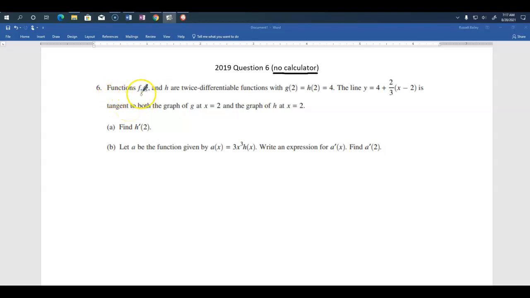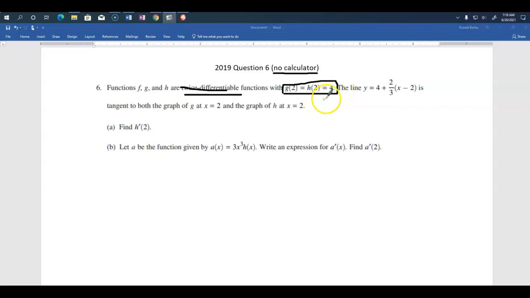It says we have 3 functions, f, g, and h. Now, this is an interesting word. Differentiable means the derivative exists, but for now, we honestly don't care too much about that, so we'll just hold off on that. Let's just consider that nice filler that we can ignore for now. So I've got 3 functions, f, g, and h, and this is a really interesting fact. They're telling us that g of 2 equals h of 2 equals 4.